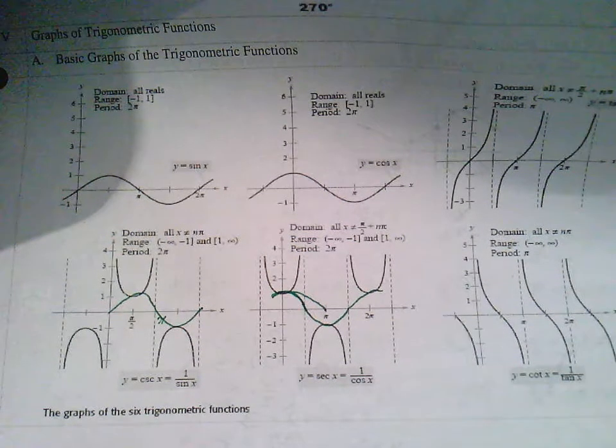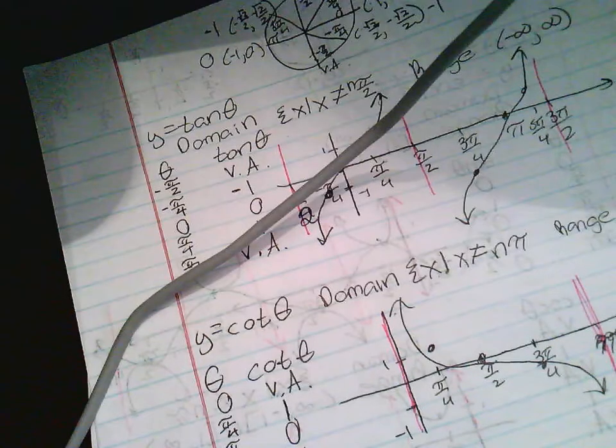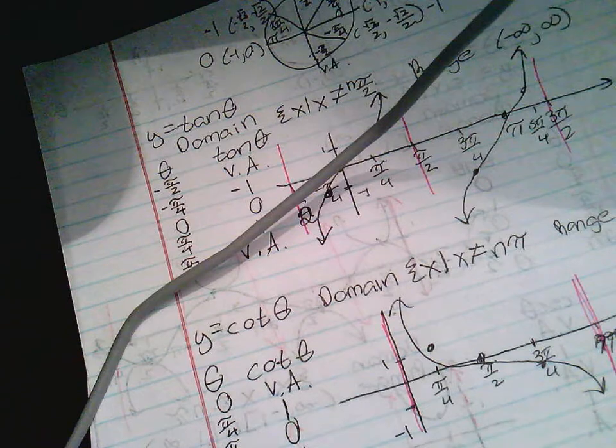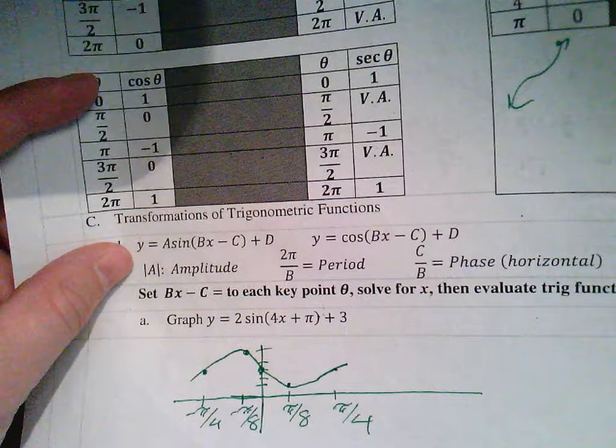Okay, so now we're going to talk about amplitude and period and all that. Let's first look at these translations. Just like in normal functions, you have translations for trig functions. If you have x minus 1 squared, that shifts the parent graph of x squared to the right 1 unit. Well, trig has the same thing.